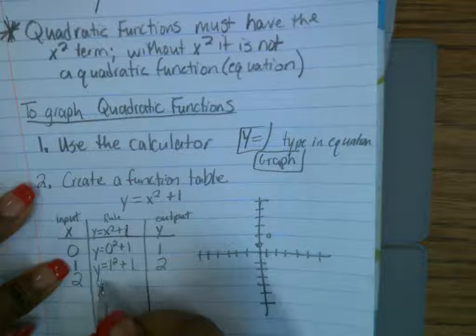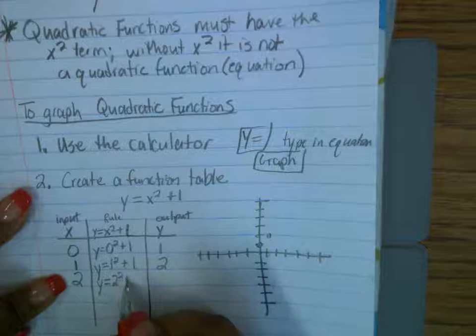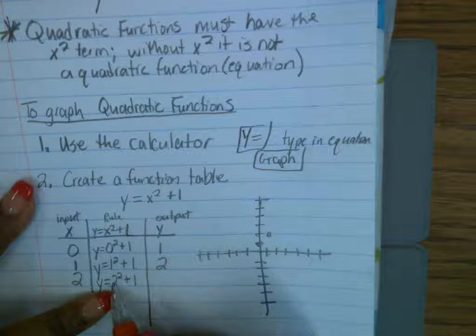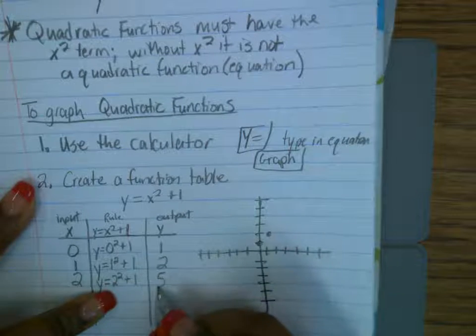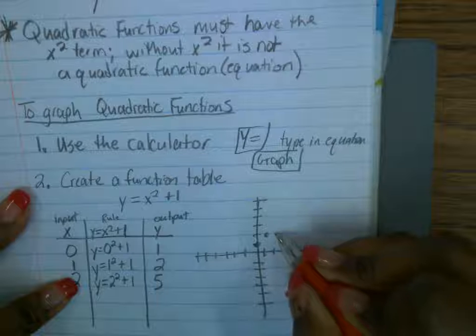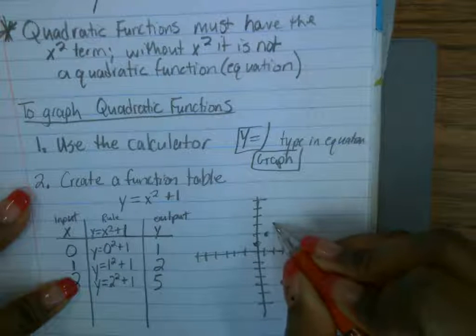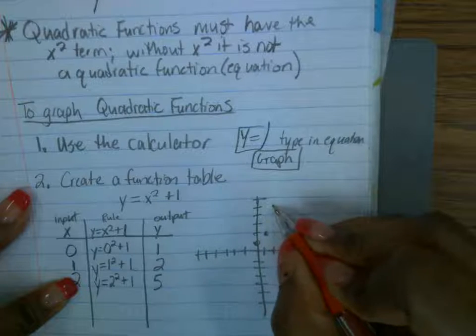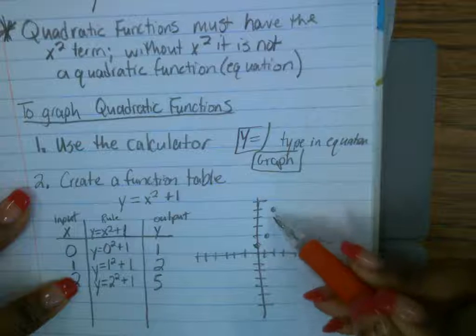So now we got y is equal to, we're going to plug in 2 to the second power plus 1. So 2 to the second power, that's 4 plus 1, which is going to be 5. So I'll go over 1, 2, and I'm going to go up this time to 5. 1, 2, 3, 4, and 5. Okay? So now I see a little curve going on here.